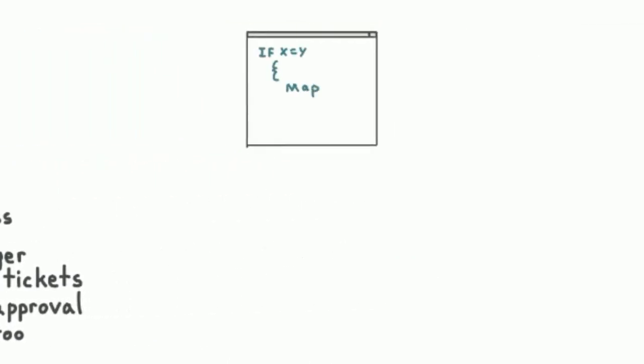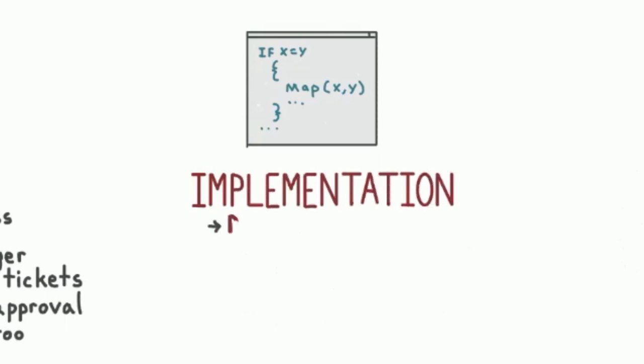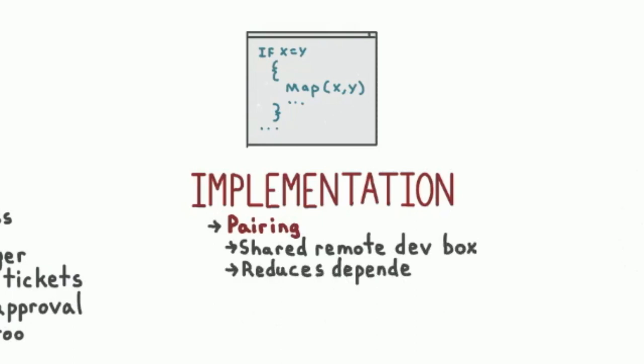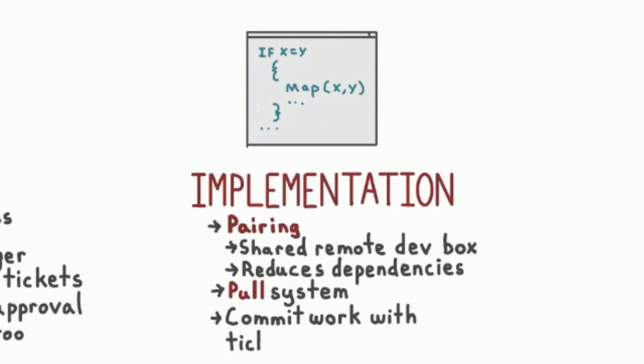During implementation, we usually engage in pair programming on a remote shared pairing box. This reduces the blocker of having to set up individual machines while also allowing for more cross-training. We use a pull system for ticket assignment where individuals pull tickets that they want to work on instead of having an assignment system where work is assigned to individuals. We commit work into Git with a ticket number which automatically shows the commit in the ticket for future reference.